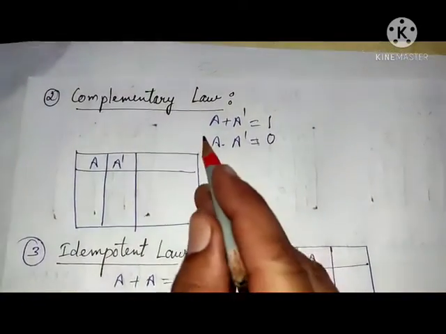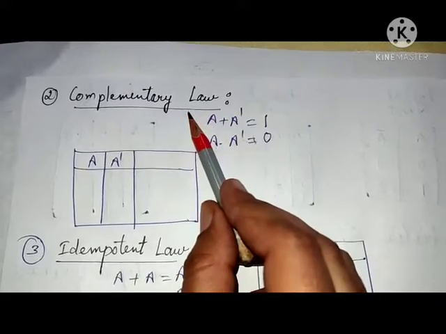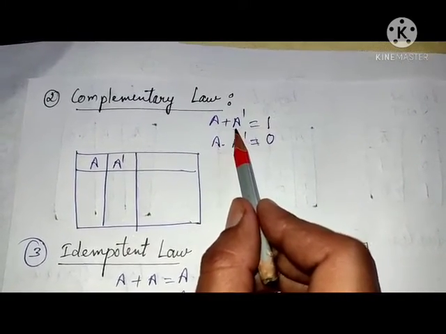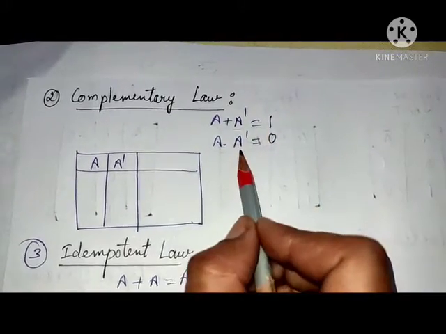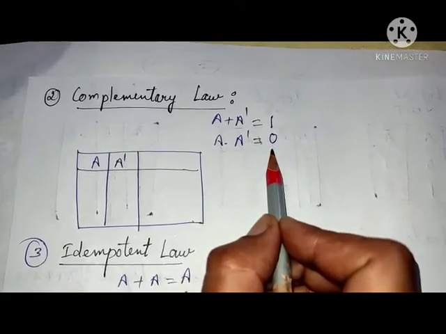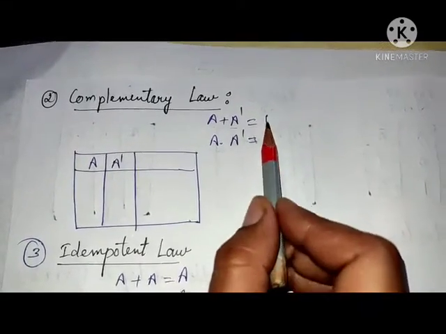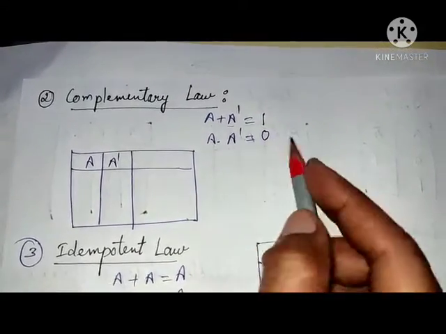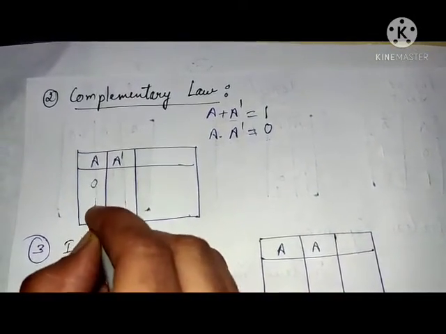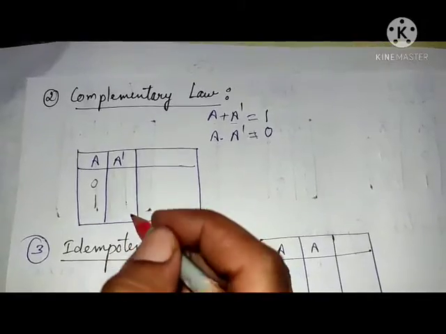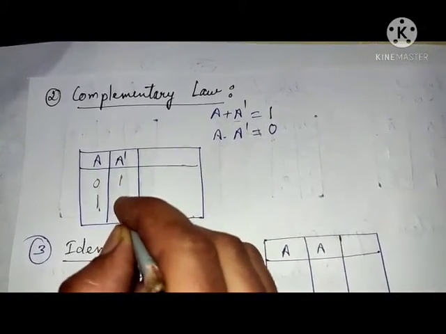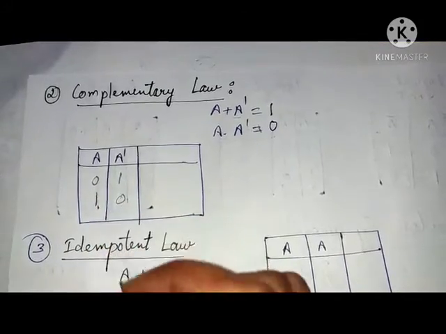Now second is complementary law. This law states that the variable added to its complement results in 1. The variable multiplied with its complement results in 0. So we can check by the truth table, is it true? I am taking one variable only, so there are only two values, either 0 or 1, and we have to take the complement of it. 1 is changed into 0.